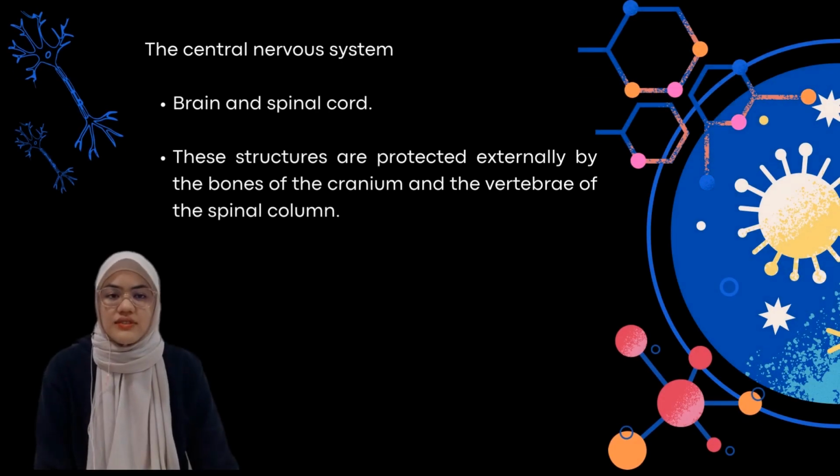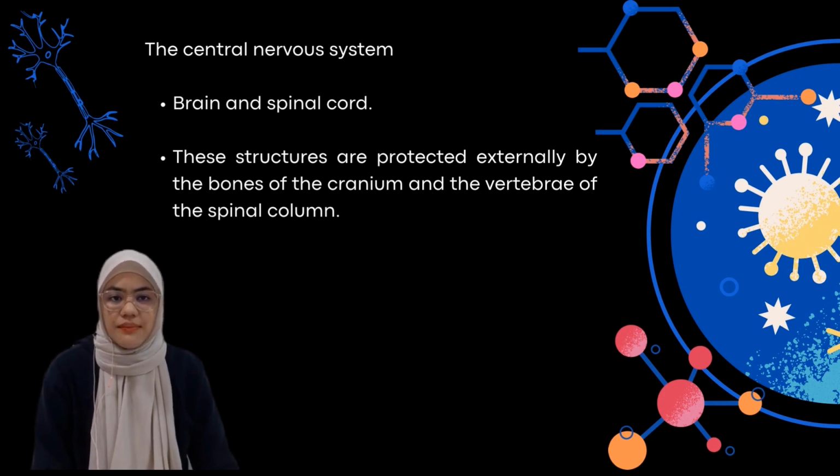Next is the central nervous system. The central nervous system is made up of the brain and spinal cord. These structures are protected externally by the bone of the cranium and the vertebrae of the spinal column. From the picture, we can see that within this bony structure, the brain and spinal cord are further protected by the meninges and the cerebrospinal fluid.